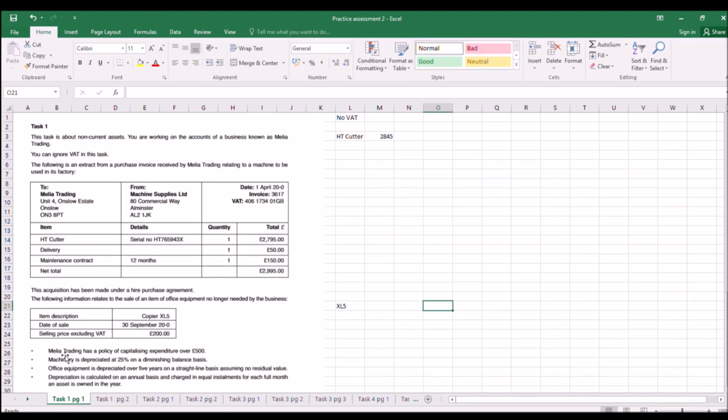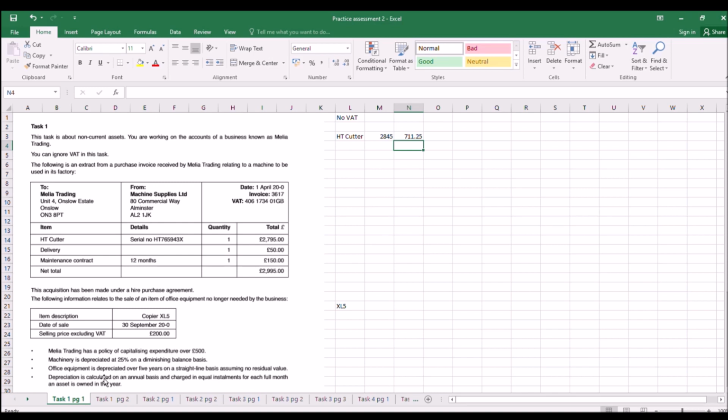We've got a policy of capitalising expenditure over 500. This was over 500, so we've capitalised it. Machinery is depreciated on a 25% diminishing balance basis. Okay, so diminishing balance would be that times by 0.25 for that first year. So we know that that one's going to be that.